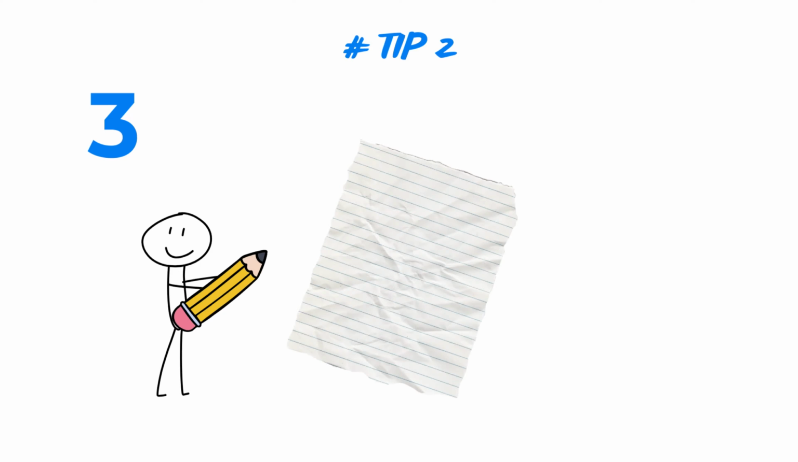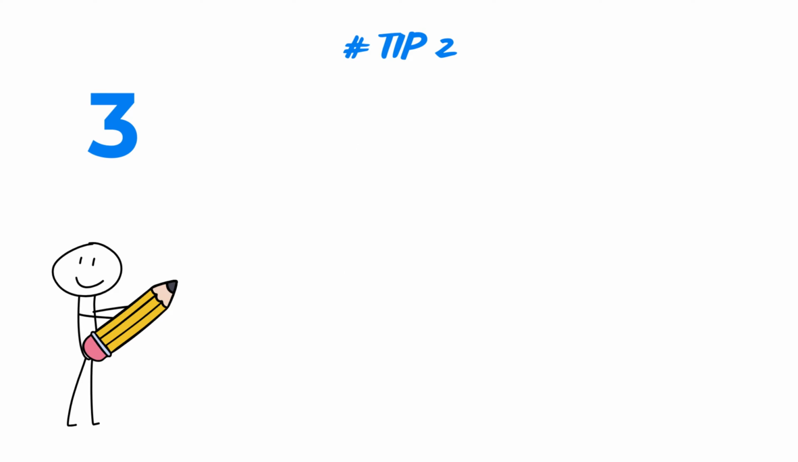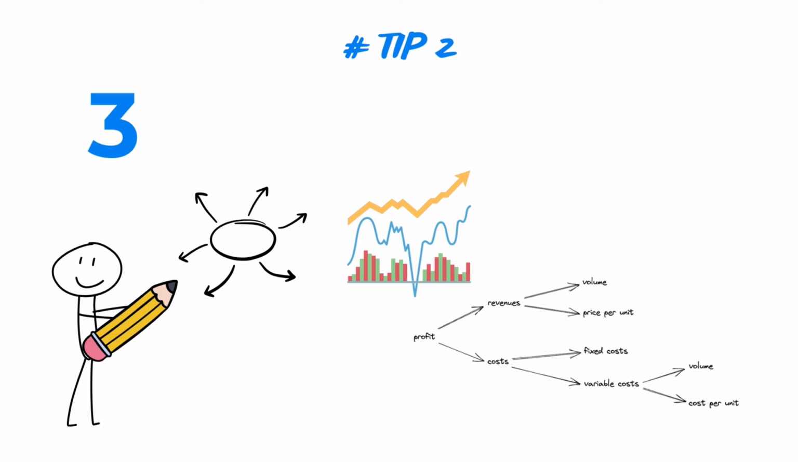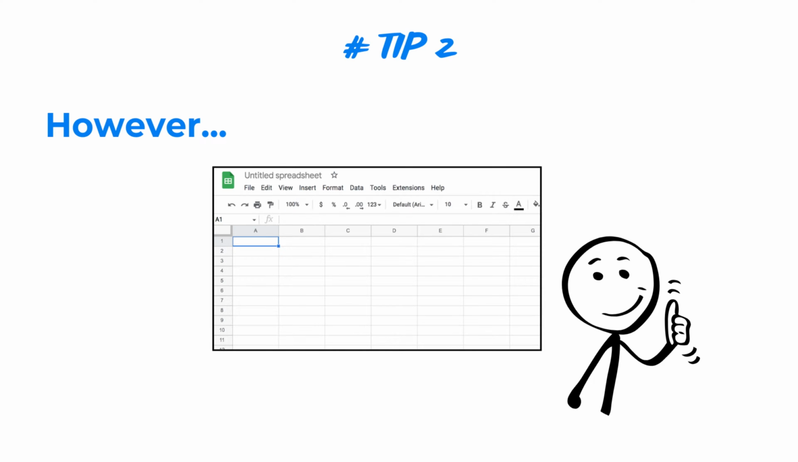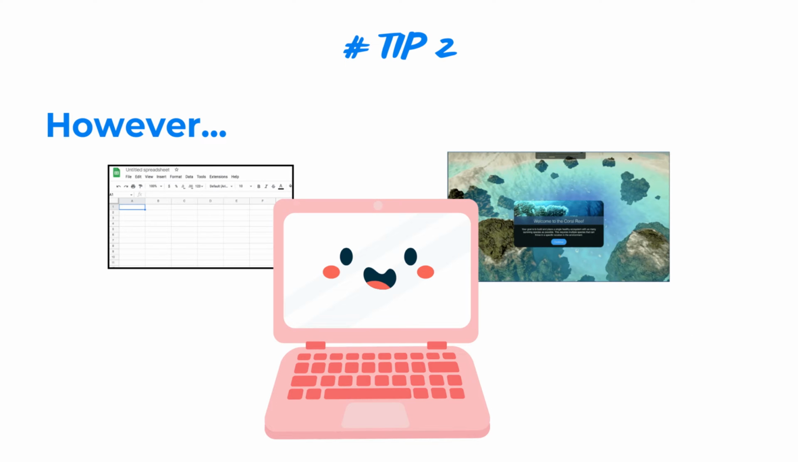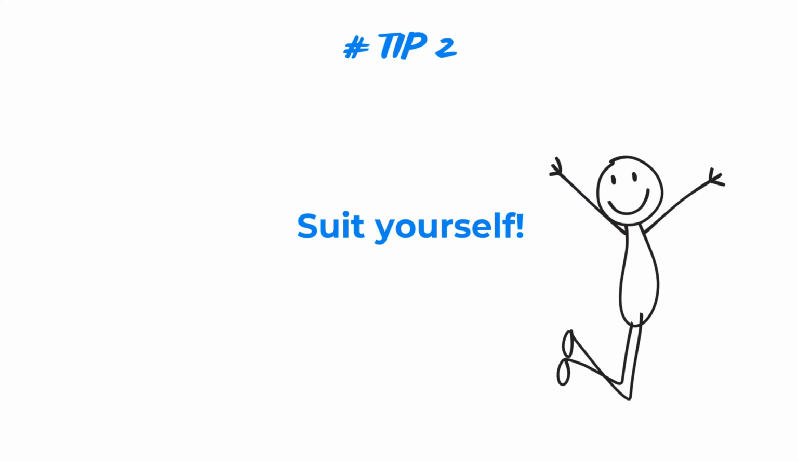Third, drafting with pen and paper is a lot more flexible. You can quickly draw maps, charts, and issue trees for better visualization. However, if you are comfortable with using spreadsheets, your computer can afford to run both simultaneously, or you have 2 screens side by side. Suit yourself.